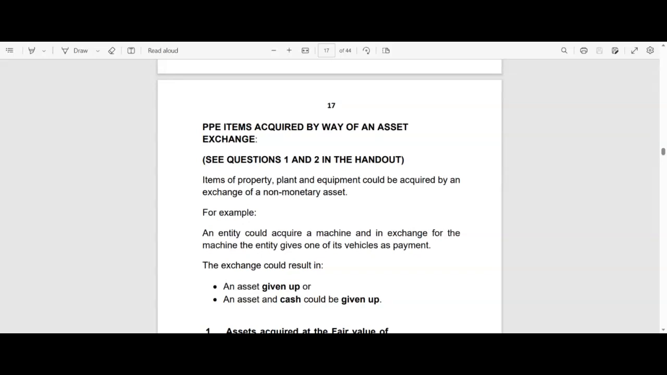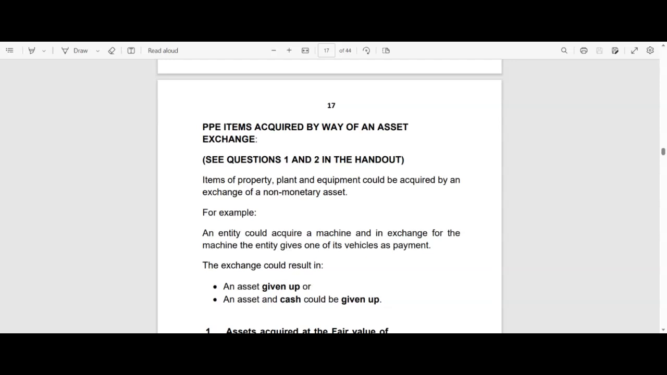I just want us to go through the thought processes of how we determine the cost of the vehicle that we are acquiring, or any other asset, any other piece of property, plant, and equipment. You remember this from financial accounting one, where we simply acquired, without an asset exchange, property, plant, and equipment. How do we determine the purchase price?